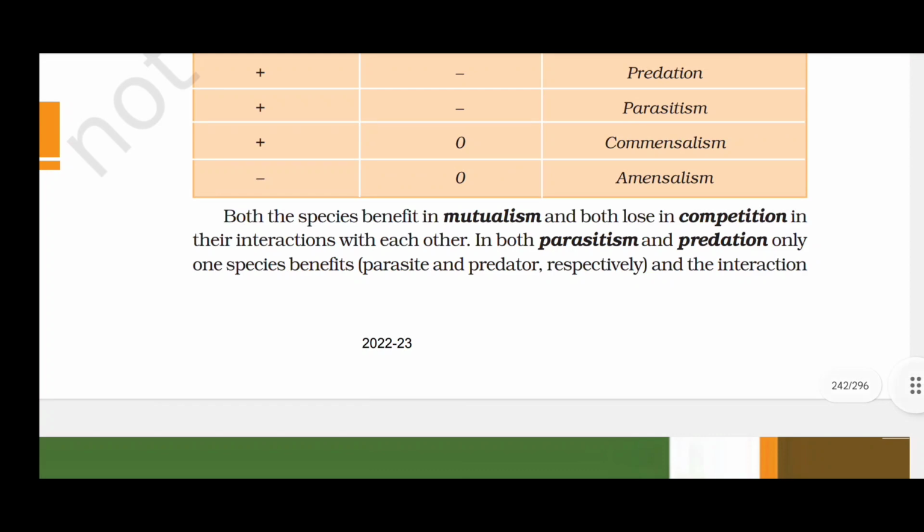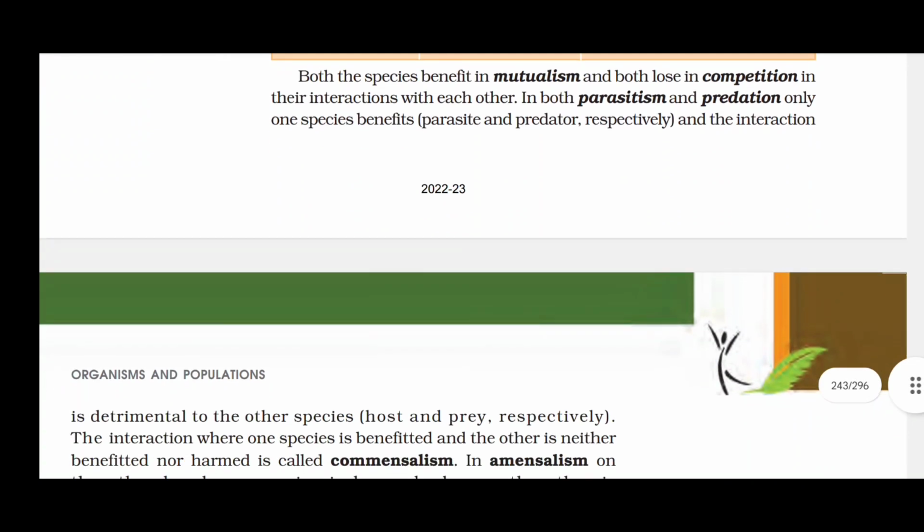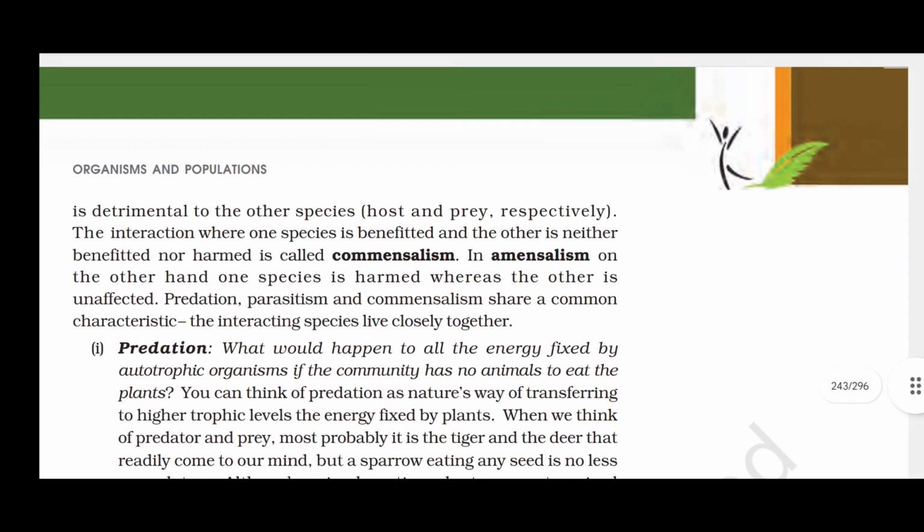Both the species benefit in mutualism and both lose in competition in their interaction with each other. In both parasitism and predation, only one species benefits, the parasite and predator respectively, and the interaction is detrimental to the other species, the host and prey respectively. The interaction where one species is benefited and the other is neither benefited nor harmed is called commensalism. In amensalism, on the other hand, one species is harmed whereas the other is unaffected.